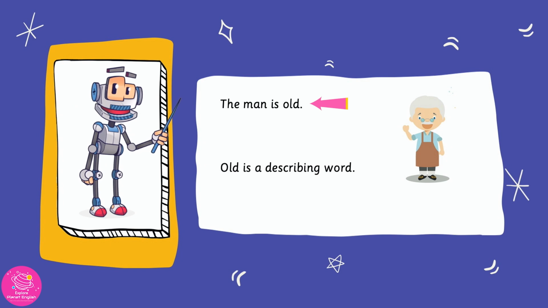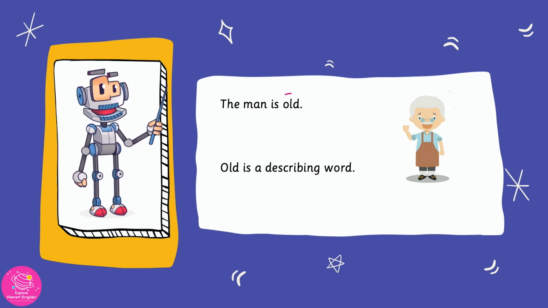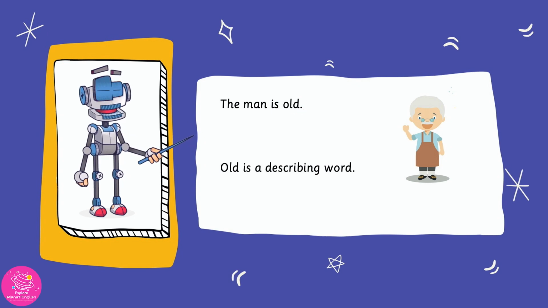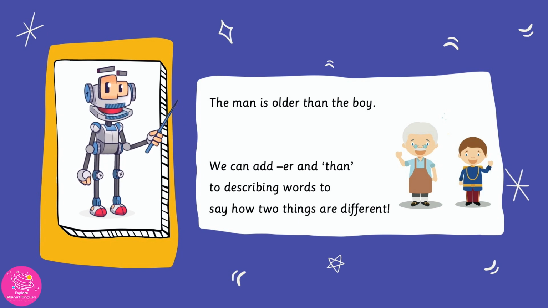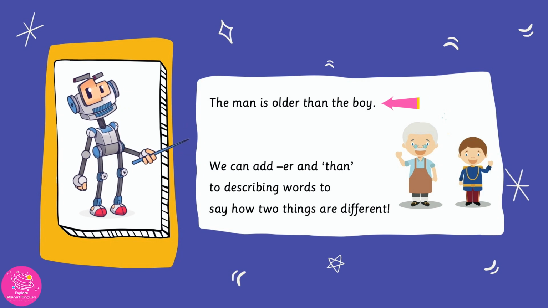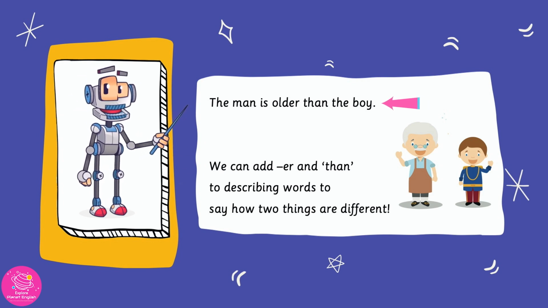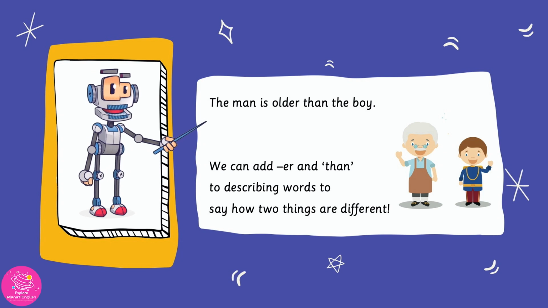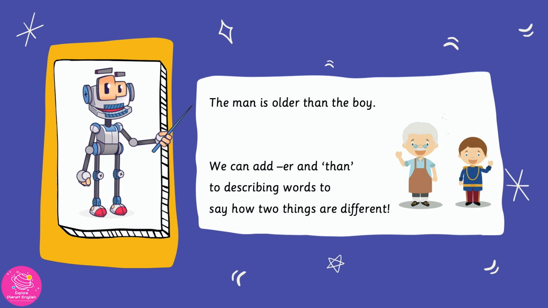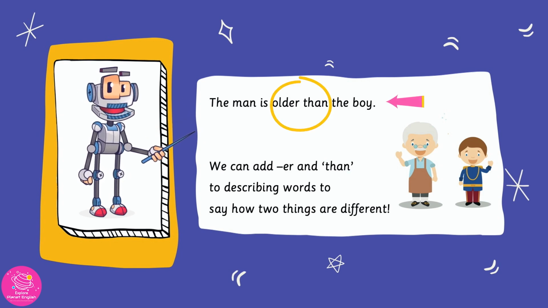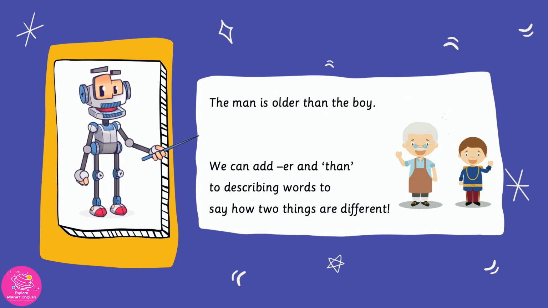The man is old. Old is a describing word or an adjective. We can change the describing word to say how they are different. The man is older than the boy. We can add the letters E and R to the describing word and use than. The man is older than the boy. They are different.